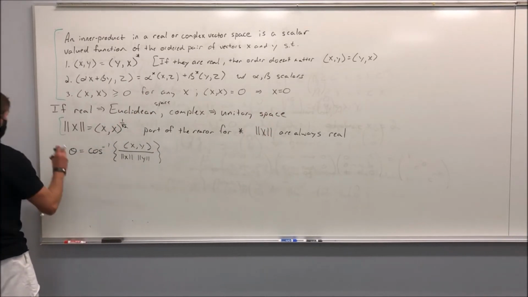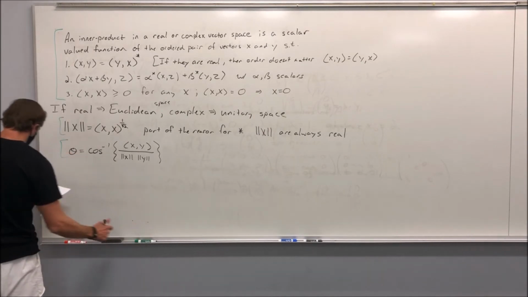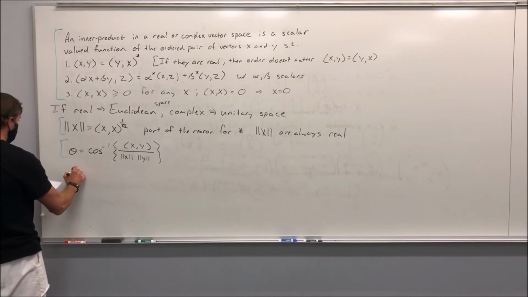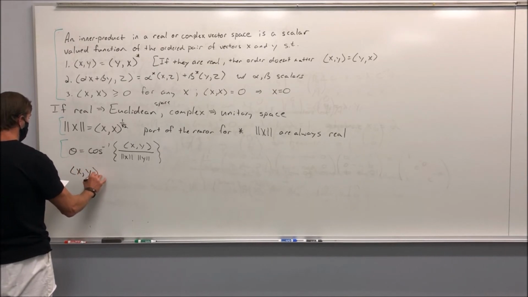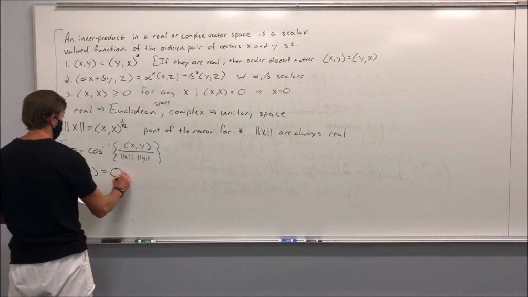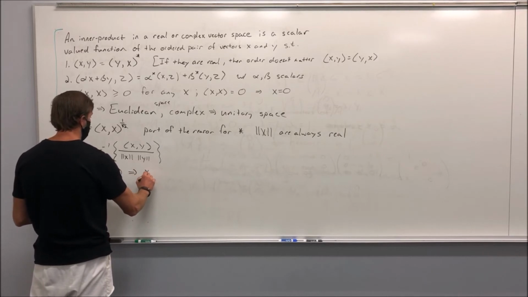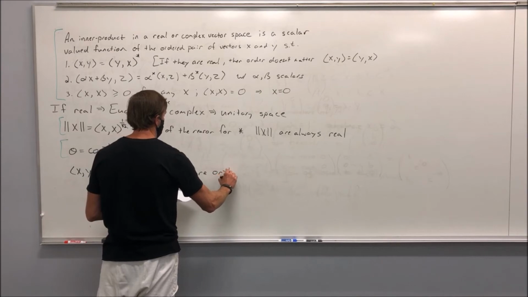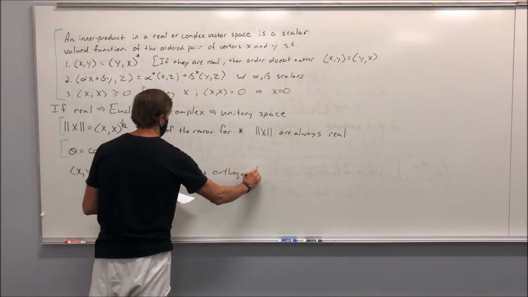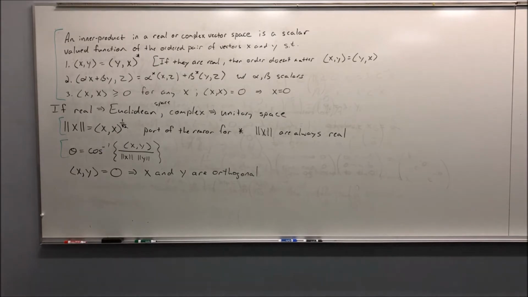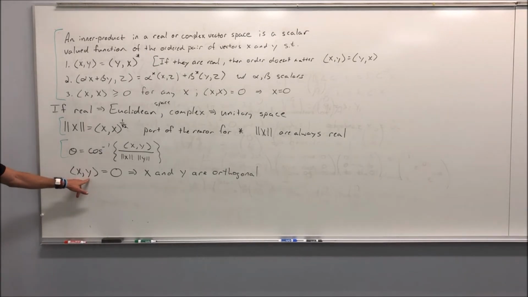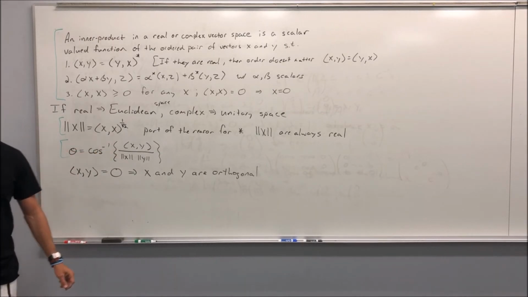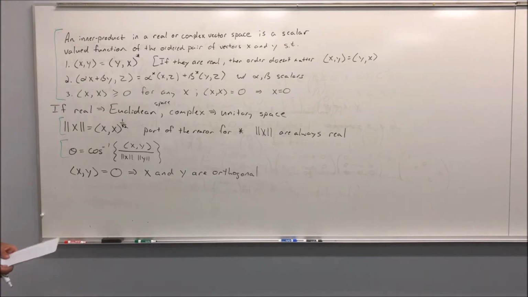So we've got the angle between two vectors. And then, of course, this immediately tells us how to define the most important property of orthogonality. That is, if the inner product of two vectors gives you 0, then x and y are orthogonal, which of course is also by definition that the angle is 90. Okay?